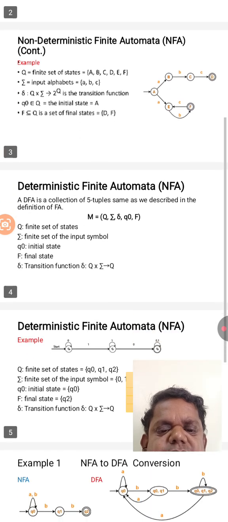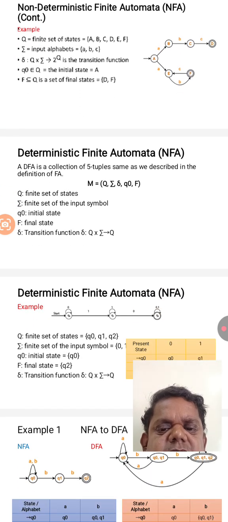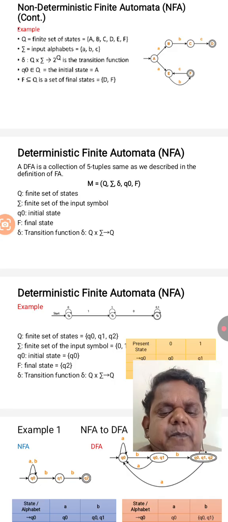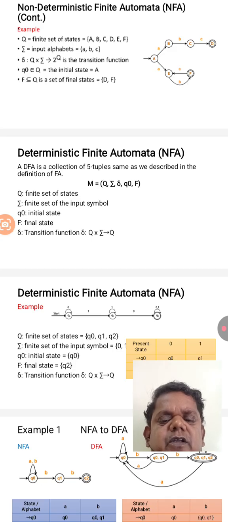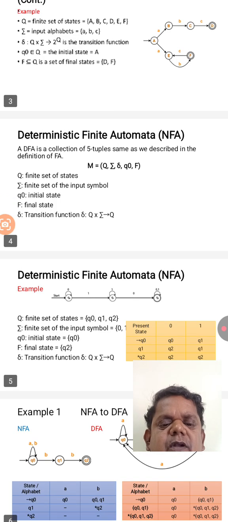Next is the deterministic finite automaton. A deterministic finite automaton is a collection of 5 tuples, same as described in the definition of finite automata. M = (Q, Σ, δ, q0, F). Q is a finite set of states. Σ is the finite set of input symbols. q0 is the initial state. F is the set of final states. The transition function is from Q × Σ to Q.